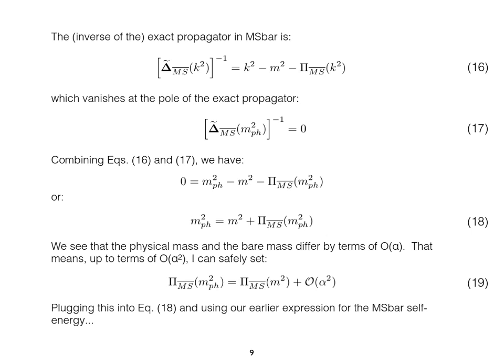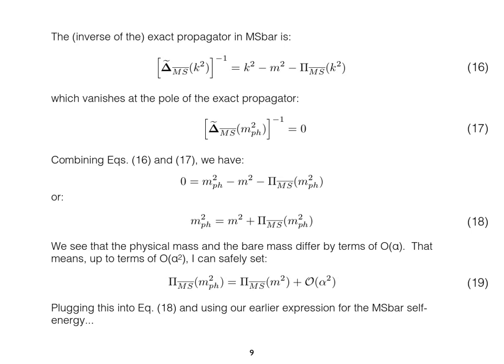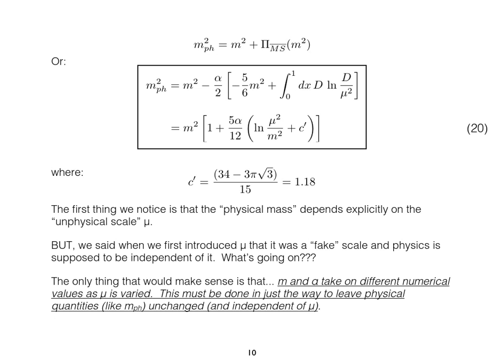So let's take that and plug it in for what we had earlier, plugging this into equation 18. Let me plug in for m physical squared there. Now everything on the right-hand side just depends on the Lagrangian mass parameter. And if I plug in the expression for the self-energy in the MS bar scheme, I get something that looks like that in the box.